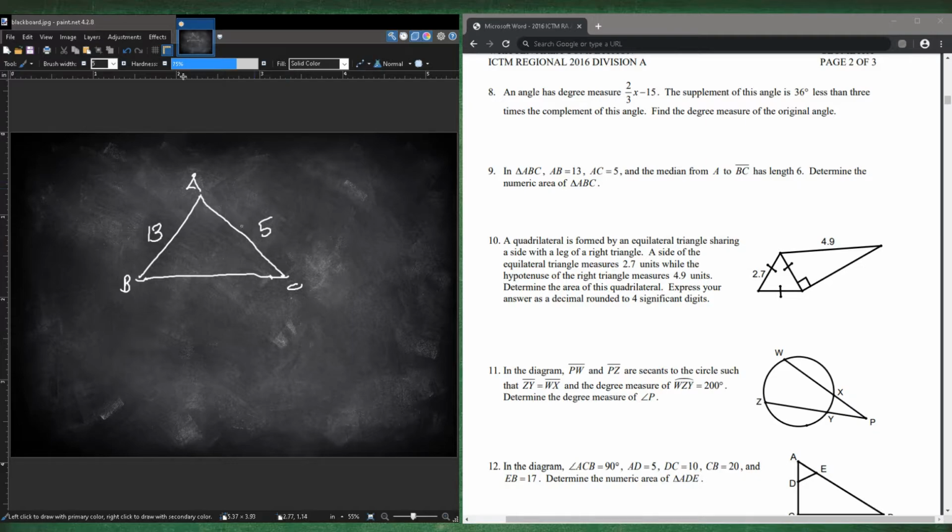Okay, and the median from A to BC. So if you draw a line here at this point where these two lengths are the same, right? So these two lengths are the same. Then it tells us that the median is 6. Median is 6. Determine the numerical area for this entire triangle. Okay, so what we could do here is that we could use something called Stewart's theorem.